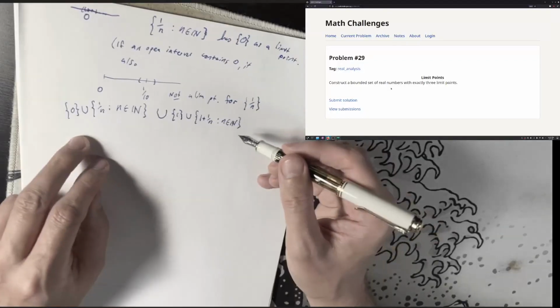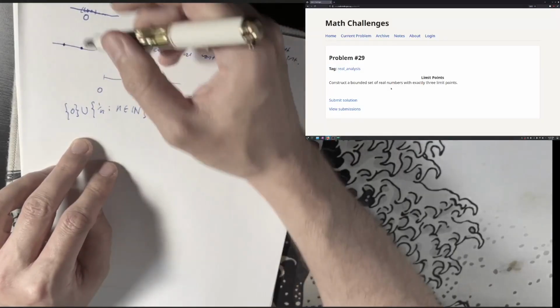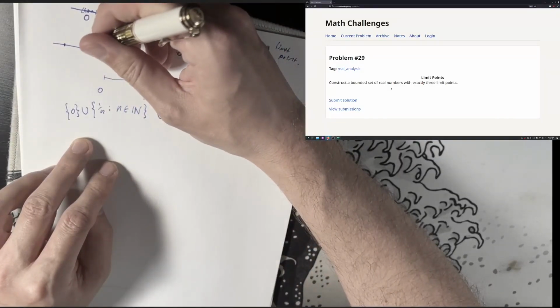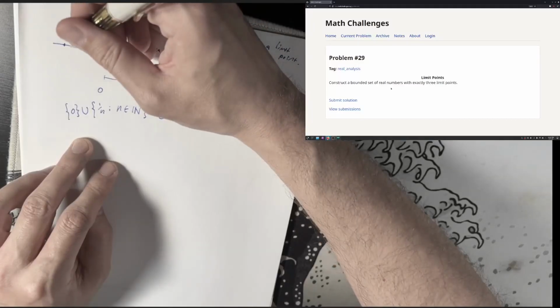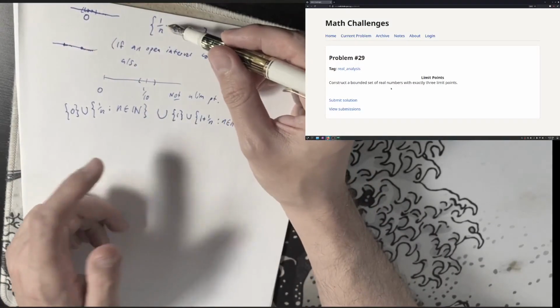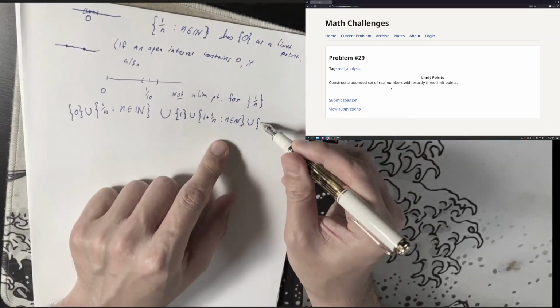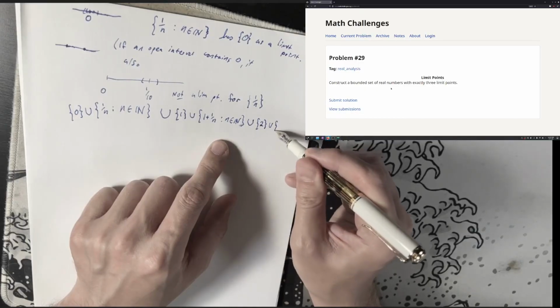So here's one. I'm really just taking 0 and 1 and all the rationals that approach it from the right, well, not all the rationals, but I mean all the maybe harmonic numbers that approach it from the right. And then we'll do one more. Let's do 2, say. And that should be good enough to answer this question.